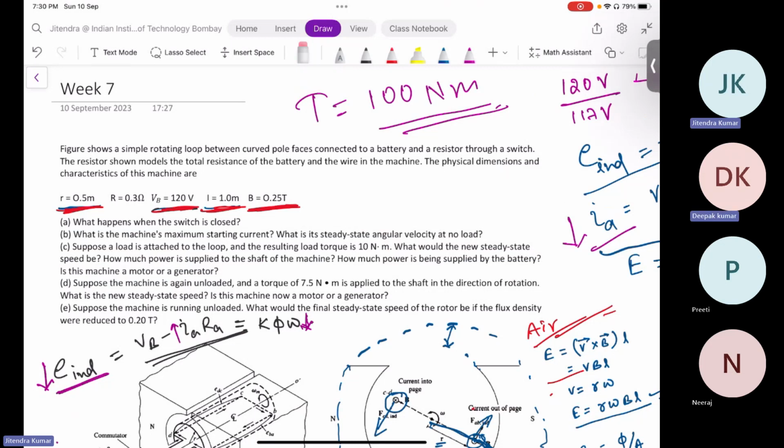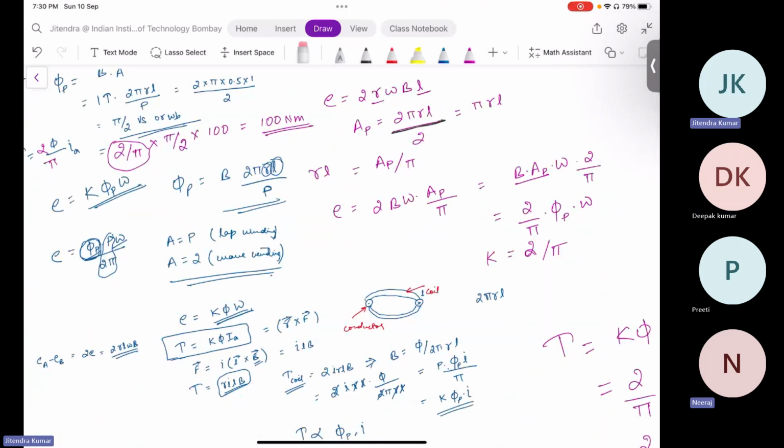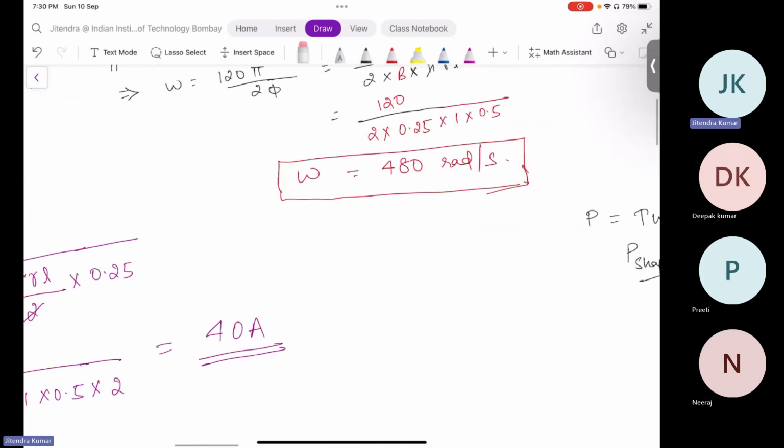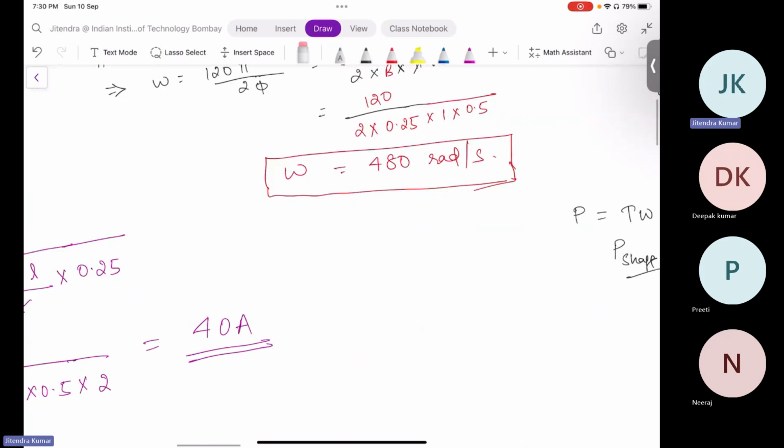How to calculate? 4.3 kilowatt power will be supplied from the battery, you are saying? Sir, you are absolutely wrong. The current flowing is 40 amperes and the battery supply is 120 volt. So the power supplied will be 4800 watt. That is exactly the correct answer.